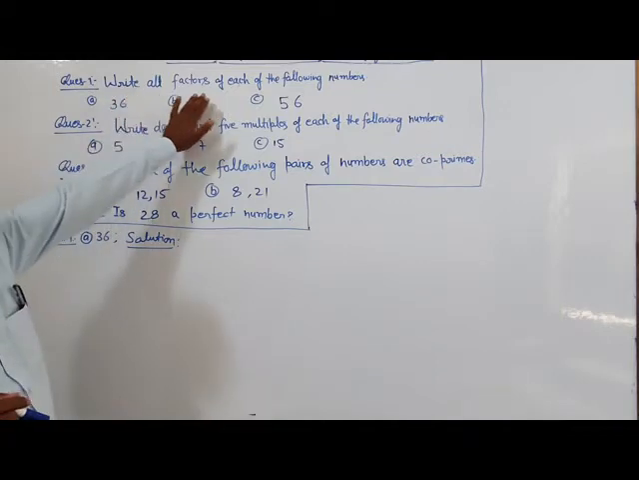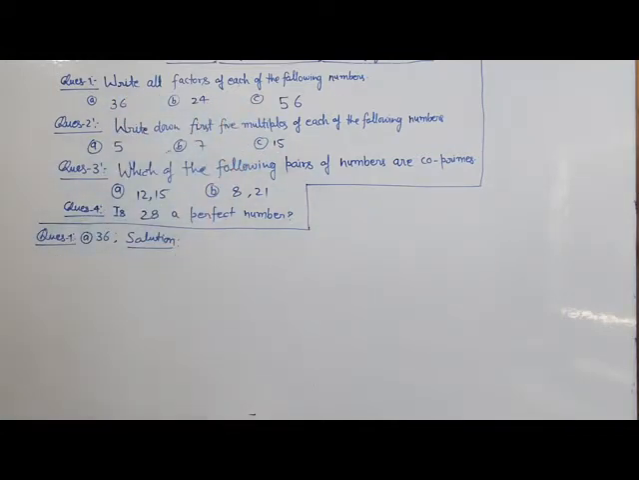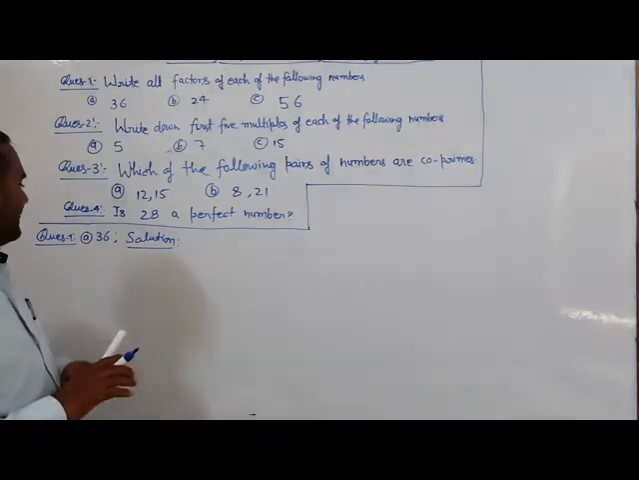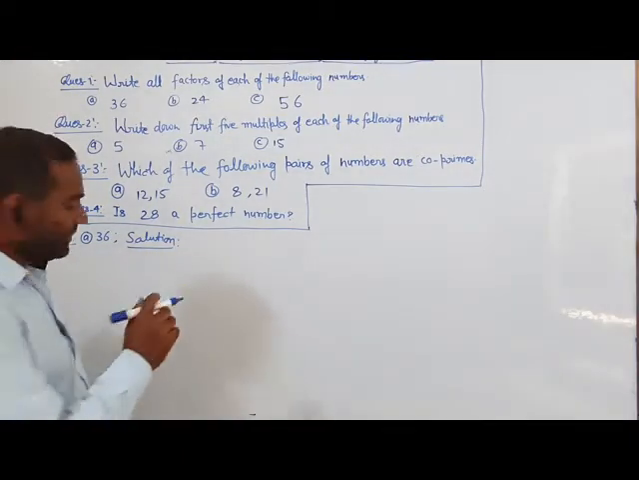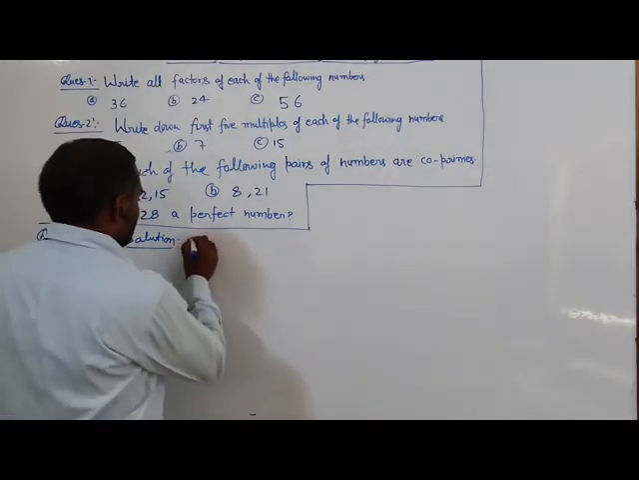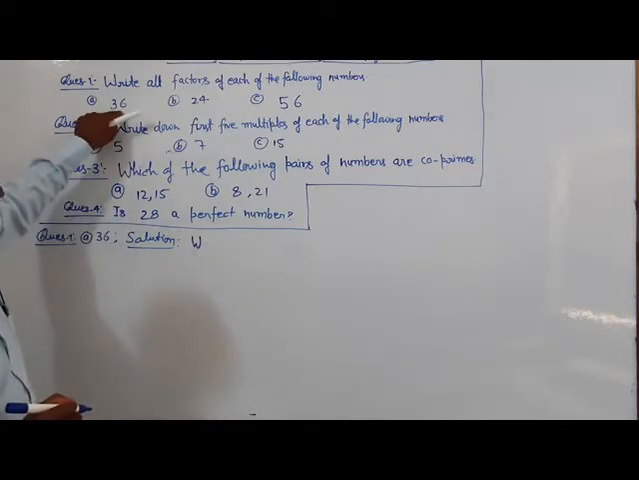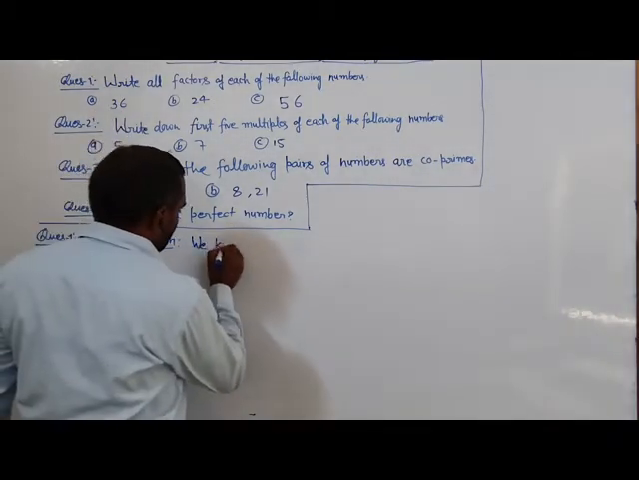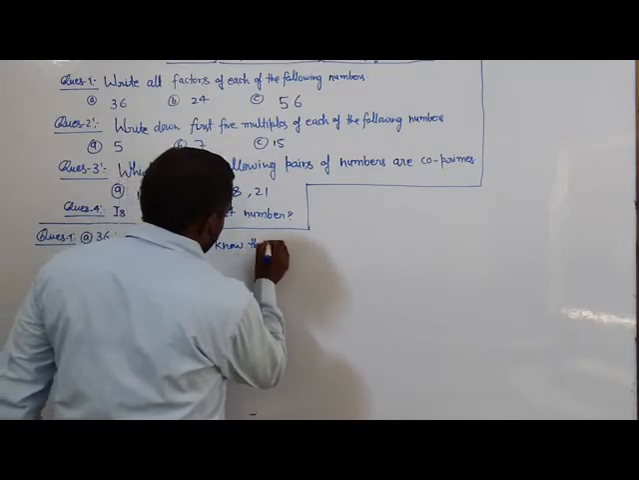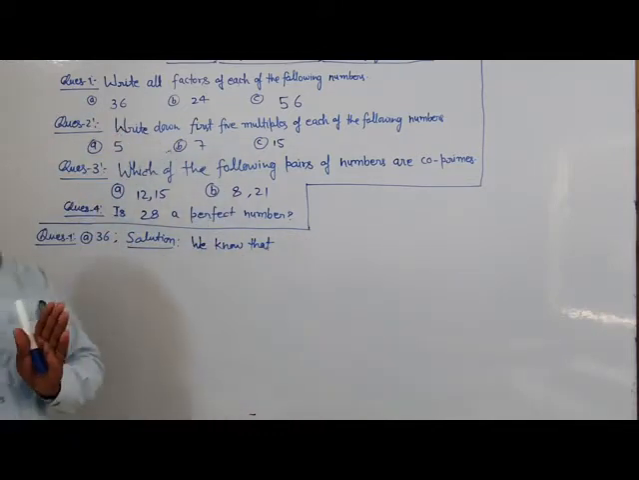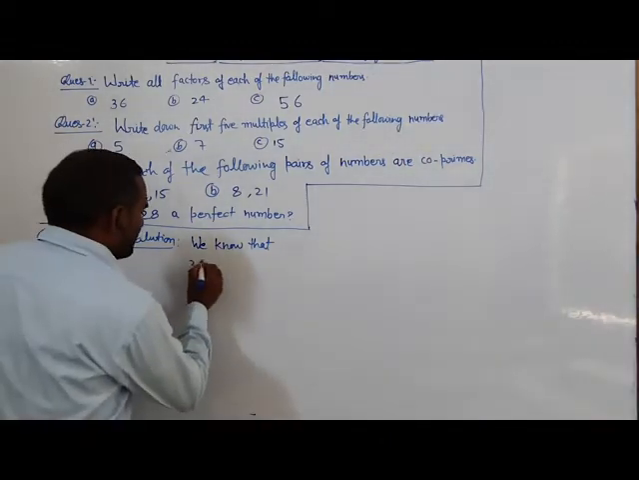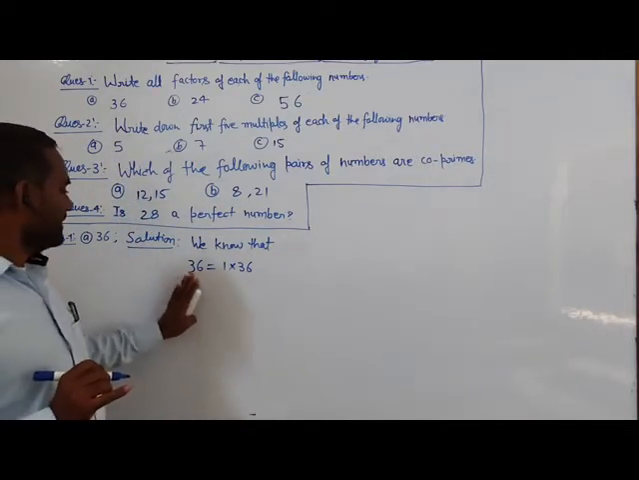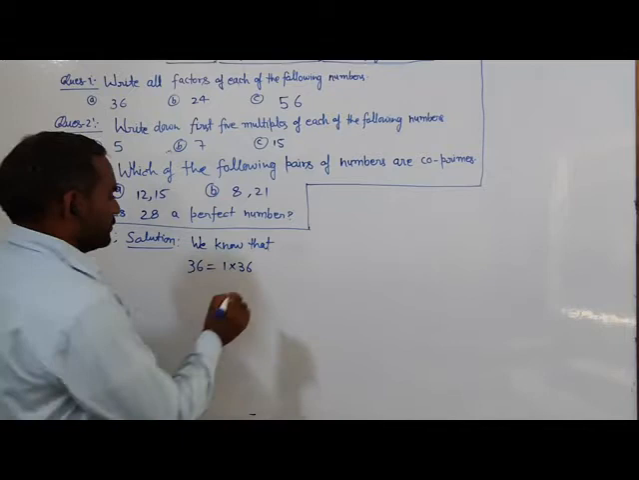Write all factors of each of the following. First of all, we have to factorize the given number. First is 36. We have to factorize 36. 36 is equal to 1 into 36, because we can write 36 as 1 into 36.